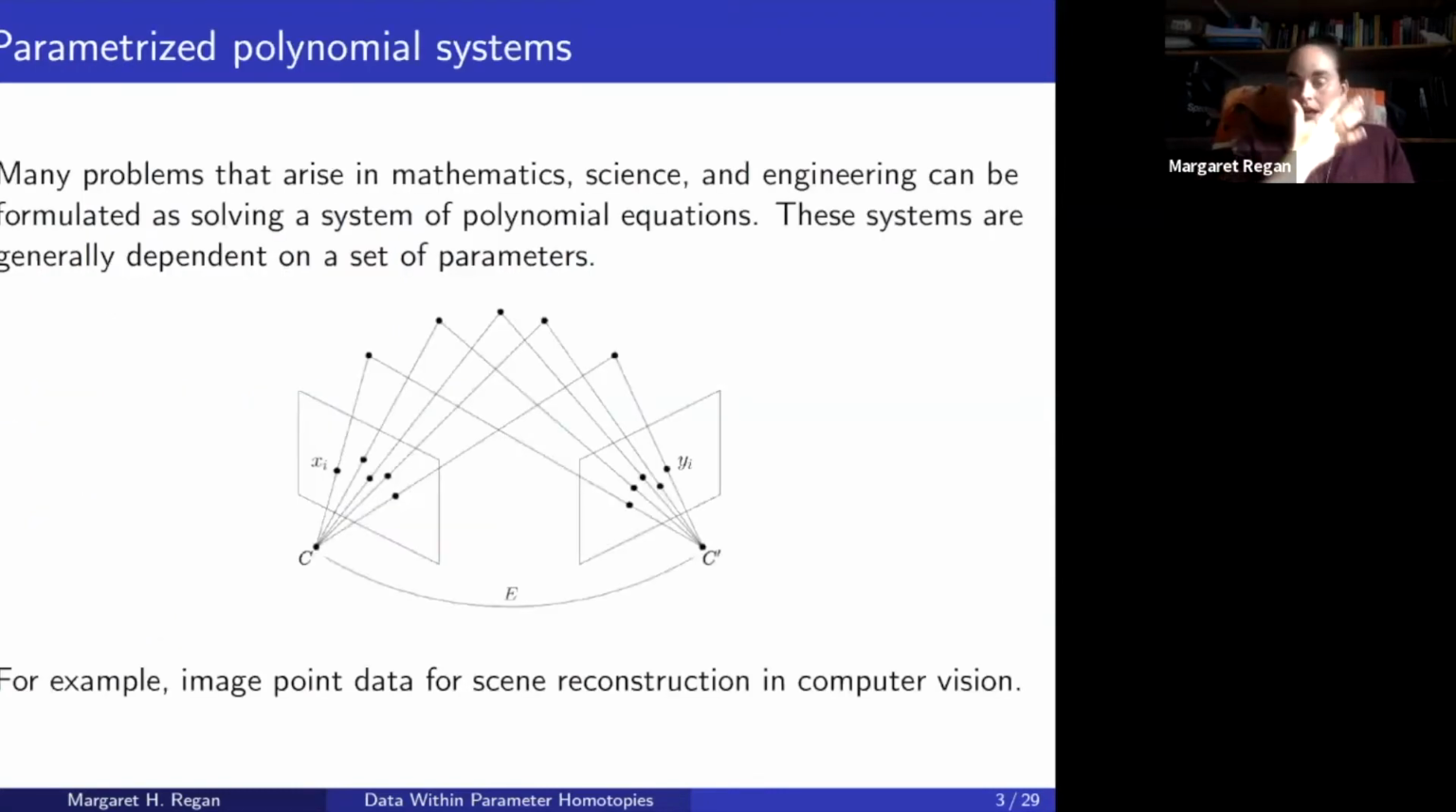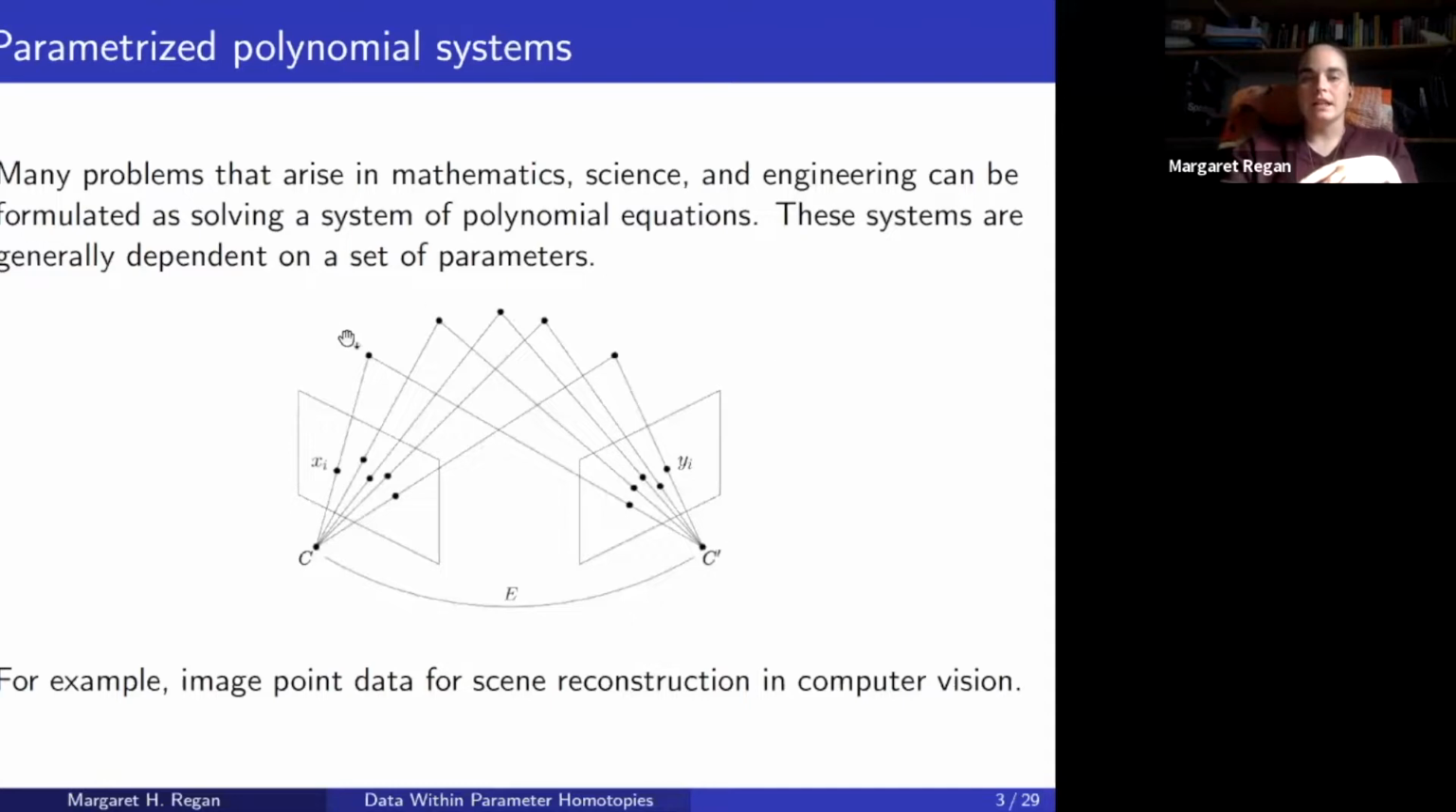So the reason that we're talking about polynomial systems is, well, these are what are used in our algebraic geometry theory for many reasons. But many problems in math, science, engineering, I listed 3 specific examples, but you can go into biology, chemistry, so chemical reaction networks. A lot of these can be formulated using a system of polynomial equations. But for all of these, they're dependent on a set of parameters.